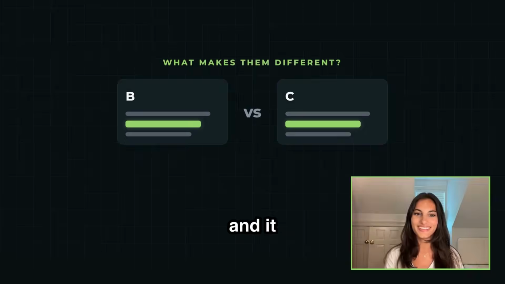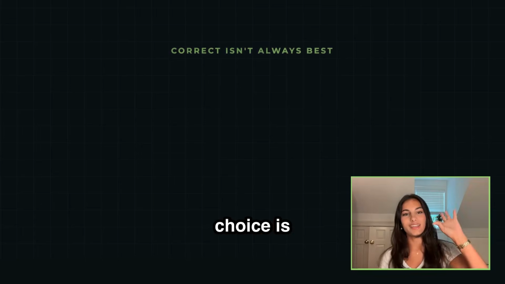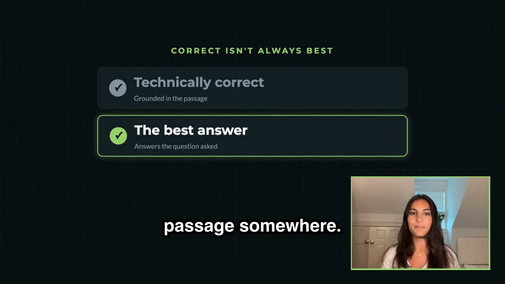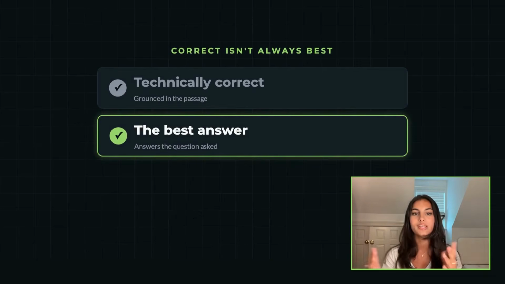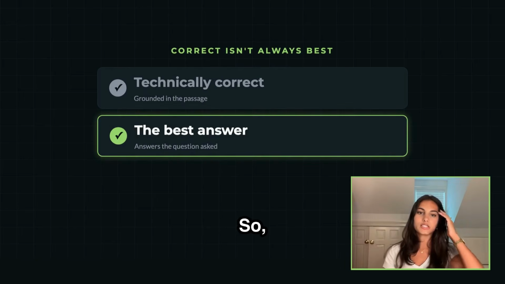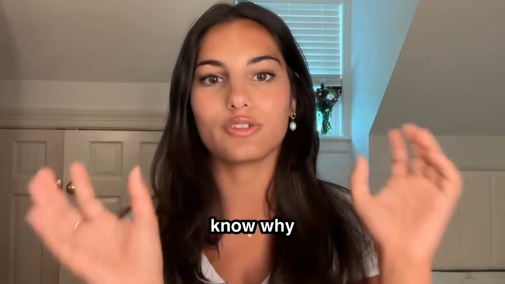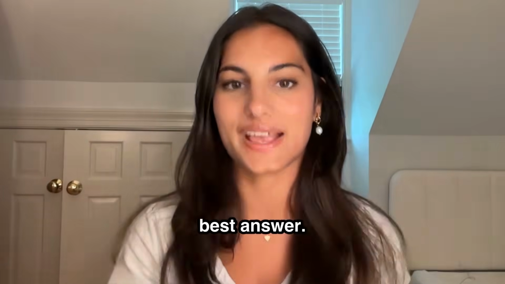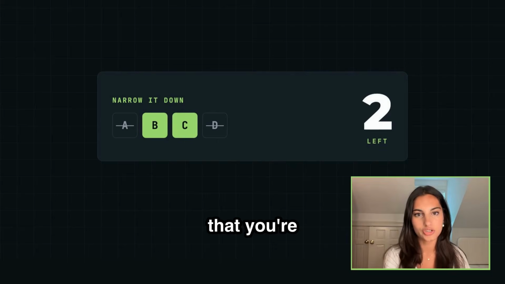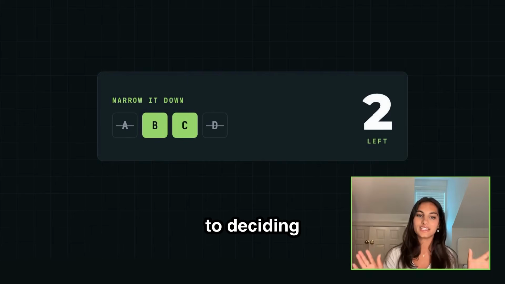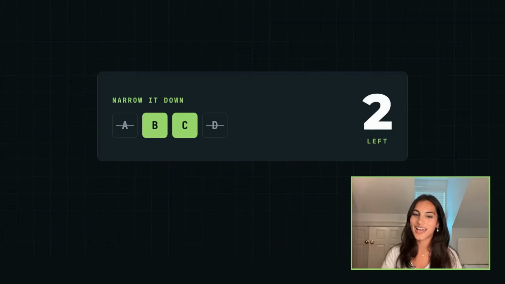The MCAT can be tricky and it can give you one answer choice that is technically factually correct. It's grounded in the passage somewhere, but it doesn't answer the question as well as the other answer choice. And that is sometimes confusing for students. So I would say the best thing that you can do is debate these answer choices, compare them to the question, make sure that you know why they're separate, and see which one is the best answer. Even if one of them is correct, that doesn't make it the best answer to the question that you're starting with. So that is the key to deciding between the two. Once you've mastered that, that's a huge skill and can earn you a lot of points on the MCAT.